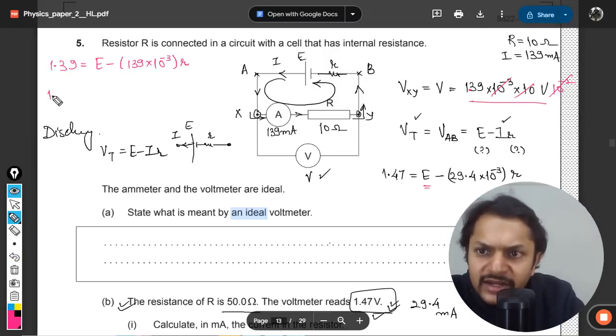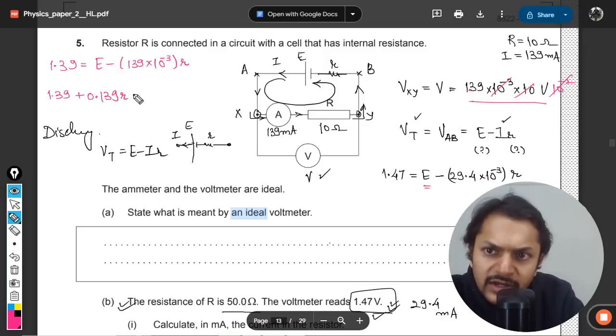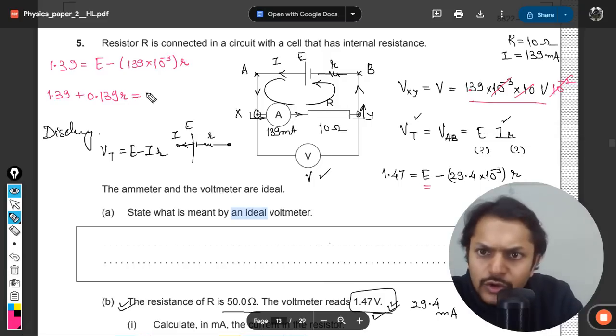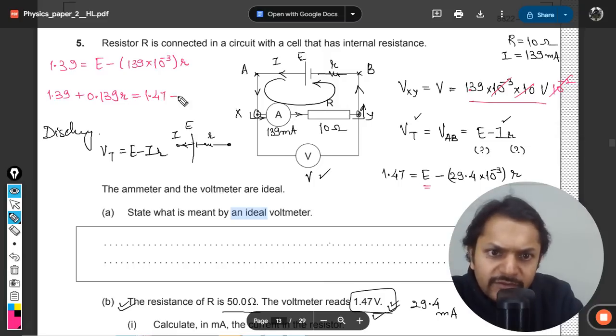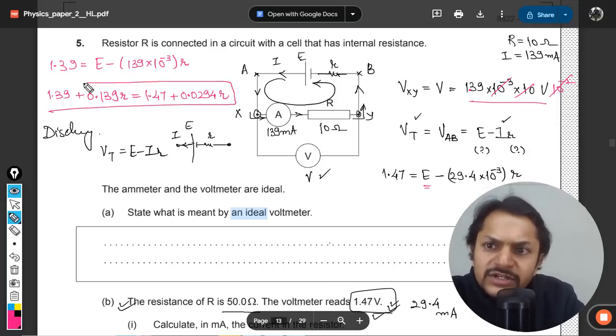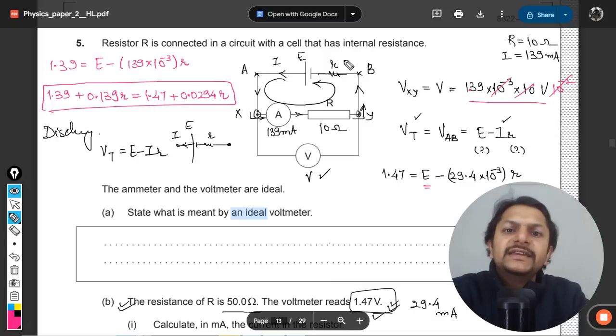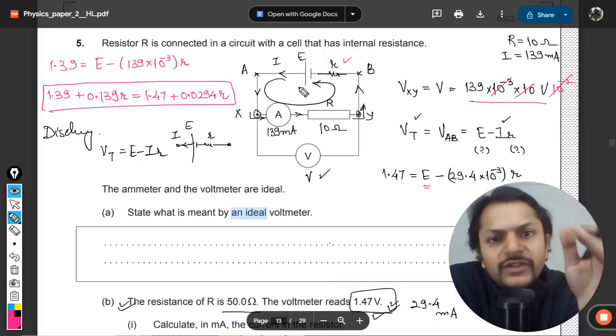So the easiest method will be to find E, like E plus 0.139 R is equal to 1.47 plus 0.0294 R. From this equation, we are going to find the internal resistance of the battery.